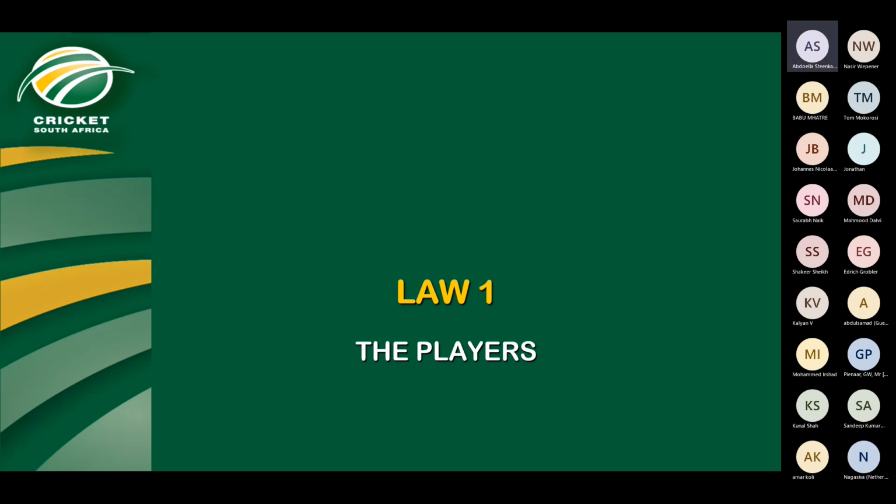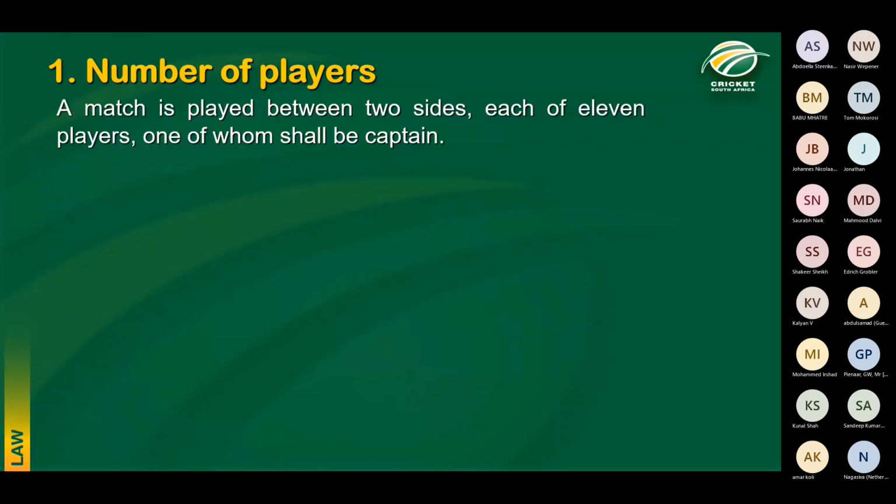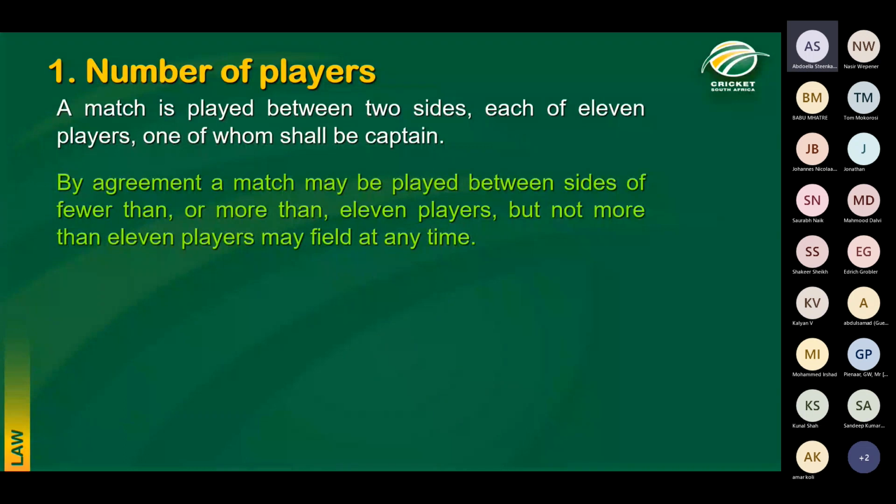So under law one, under the players, the first bit of green highlighted text was: in most of the matches across the world, a game of cricket is played between 11 players, but the law allows in certain matches, typically trial games, that the game can be played between sides of more than or even fewer than 11 players. But if you do play with more than 11 players, no more than 11 players may be on the field at any time.